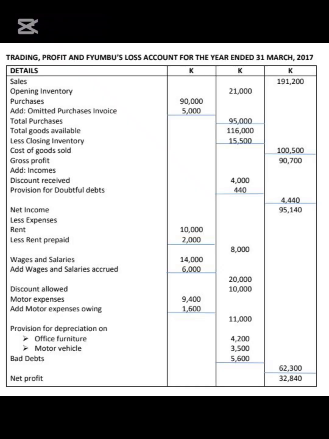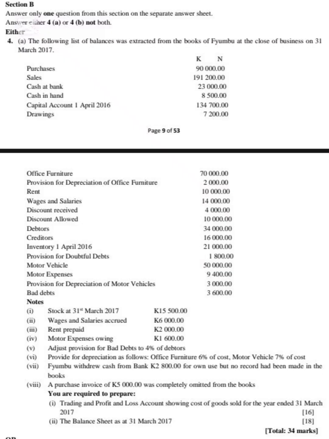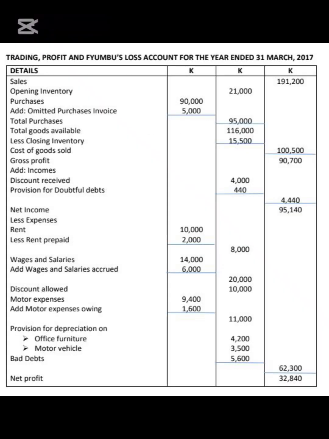Then another income that we have here is the discount received, which we have as 4,000 kwacha. So if we add these two incomes, they give us 4,440 kwacha. Then we add them to the gross profit to give us 95,140 as our net income or total income. Then we go to the expenses, less expenses.